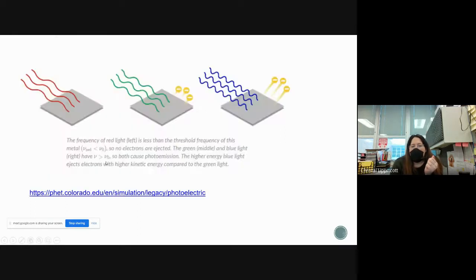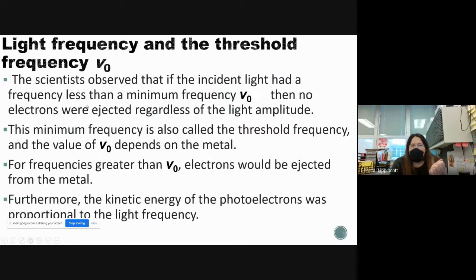So if we look here, with this red light, it wouldn't have enough energy to make that happen. The green light is just hitting that threshold energy. It's just enough to make those electrons pop. And then these are making the electrons just boom, go right out of there, because it's got a lot more energy. And we talked about how blue light had more energy than red light back in chapter 5. So they looked at that. They saw that if we have a certain amount of energy, we can eject these electrons, and that minimum frequency is called the threshold frequency.